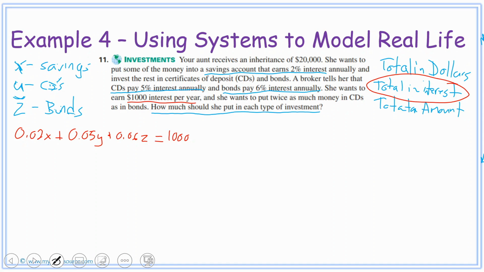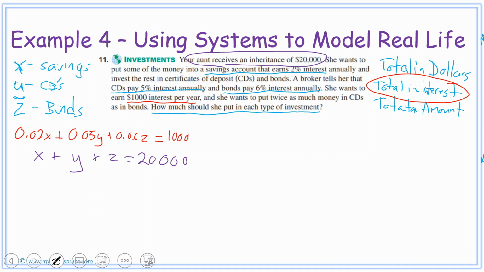Okay, so then if we do the next one, I'm just changing the color so it stands out. We need to see what is the total amount of dollars spent. Well, we don't know how much she's putting in savings, so we could just put x. We don't know how much she's putting in CDs, so we could put y. And we don't know how much money she's putting in her bonds, so we could say z. And we know that it will all total up to $20,000, right? That's the inheritance that she has, and she's going to distribute into her different investments. So then the last thing is, well, what's the total amount that we're using?